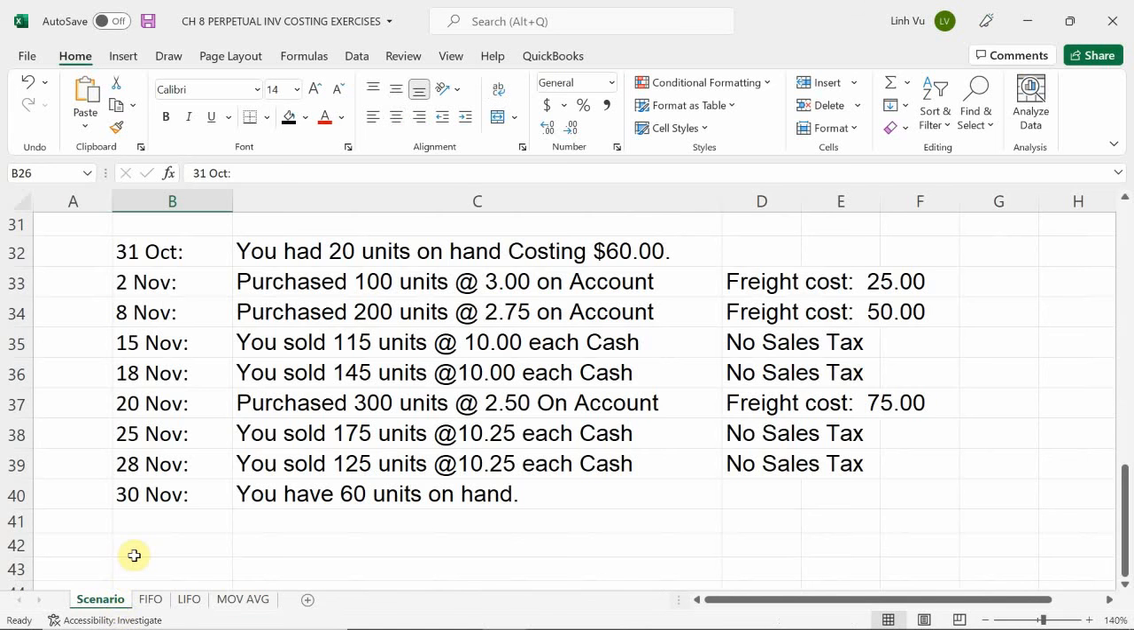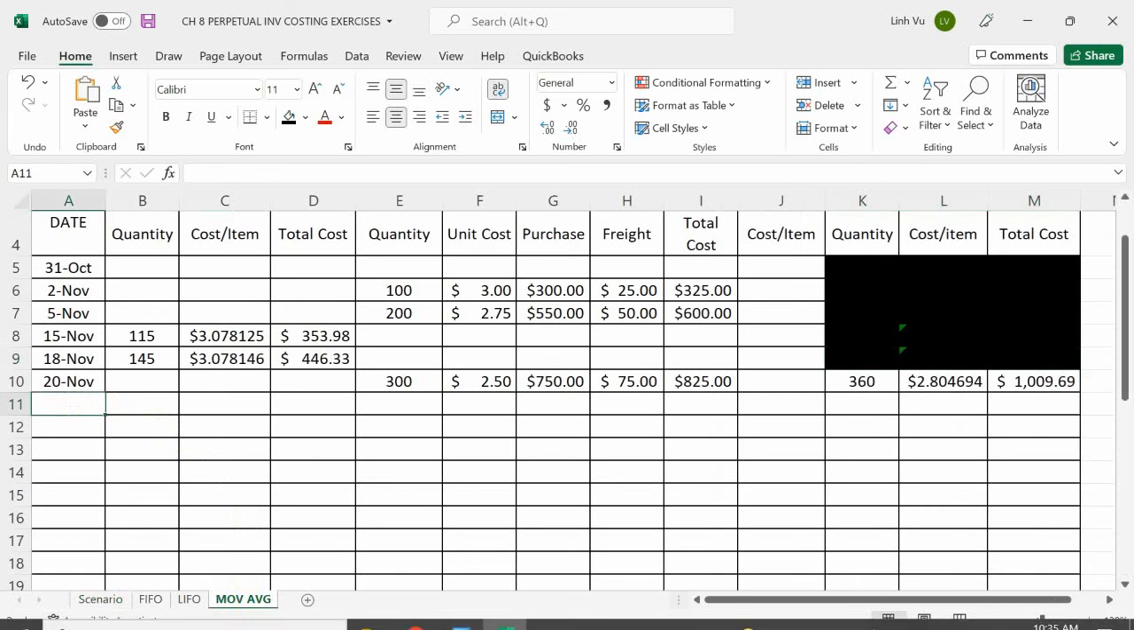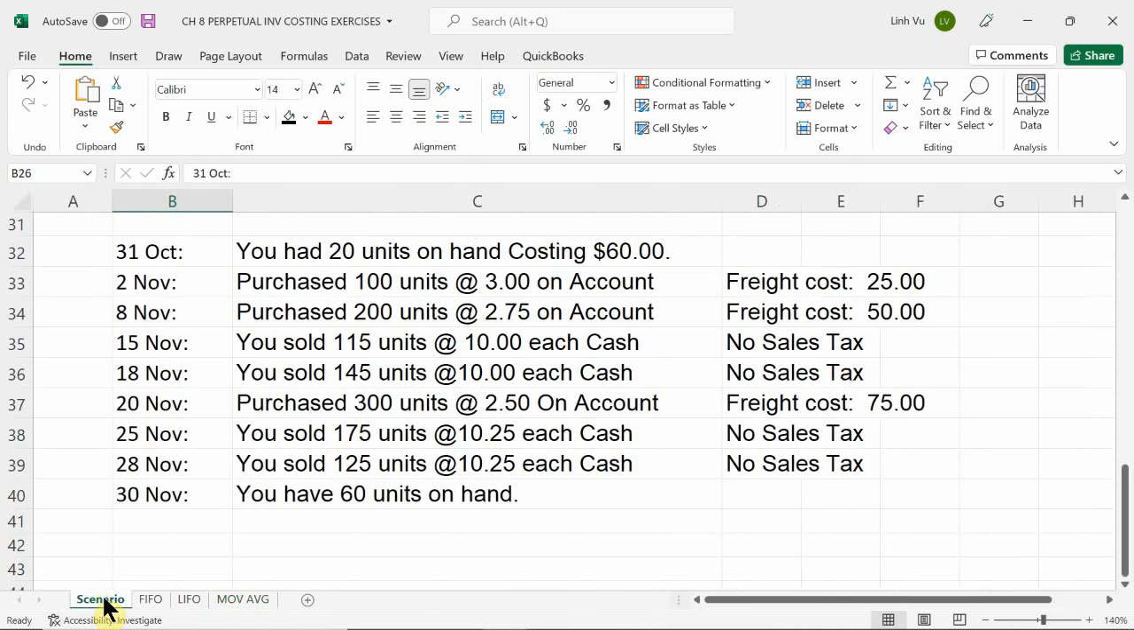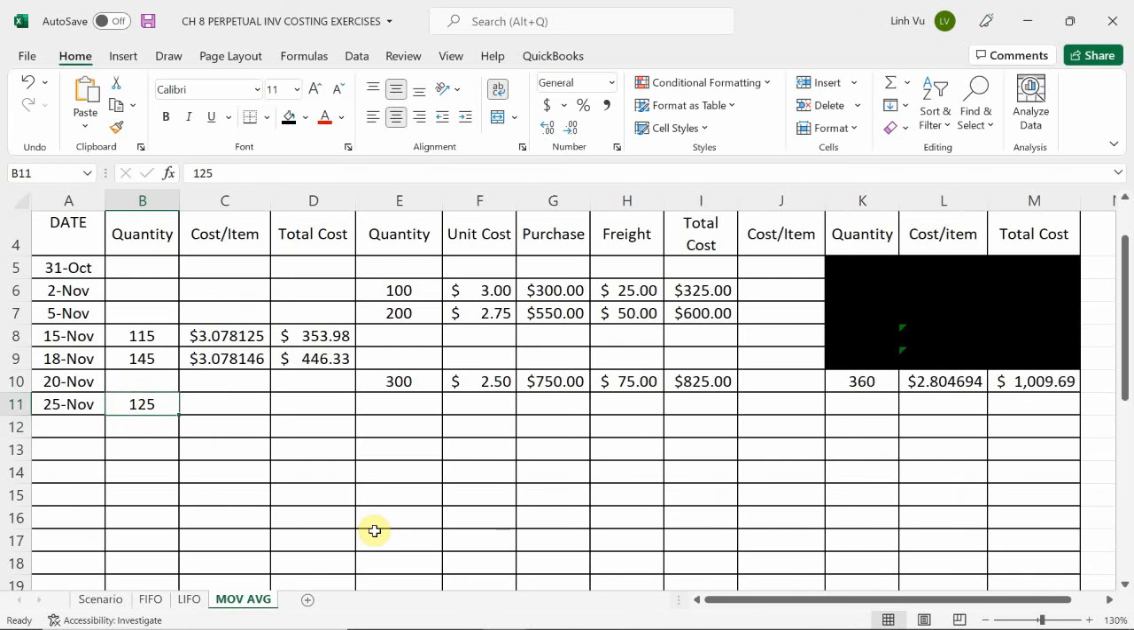Let's see what's next. So then you end up selling on November 25th, you end up selling 175 units for $10.25 each. So 175 units on November 25th. No, wait. Did I say 125? Oh, that's the bottom one. 175 units. So what's my cost per item here? 2.804695. Good. So what's my total cost of goods sold then?